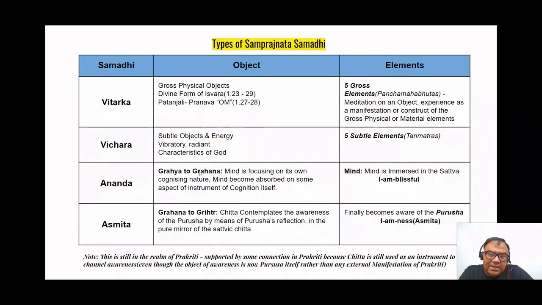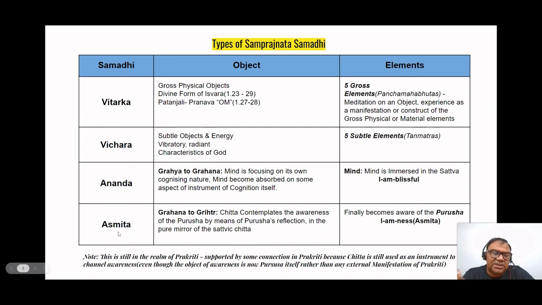So, grahya to grahana. That means the mind is focusing on its own cognizing nature. The mind becomes absorbed in some aspect of the instrument of cognition itself. That means the mind is immersed in sattva, that is, I am blissful, the Ananda stage, Ananda Samprajnata Samadhi.